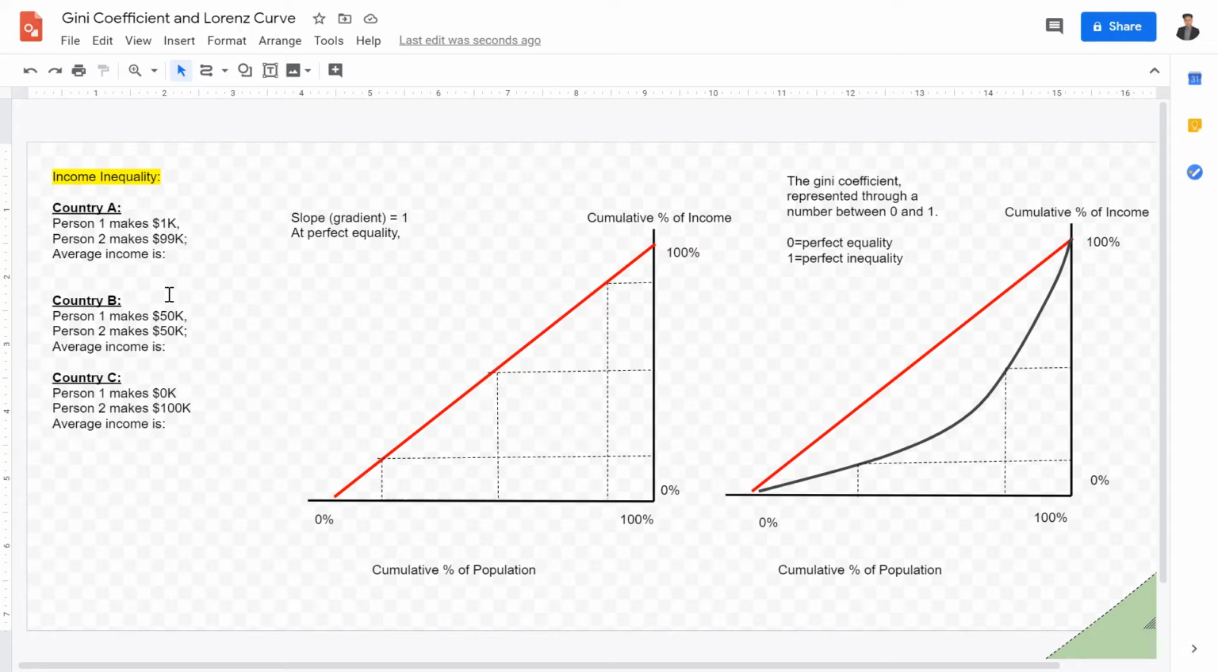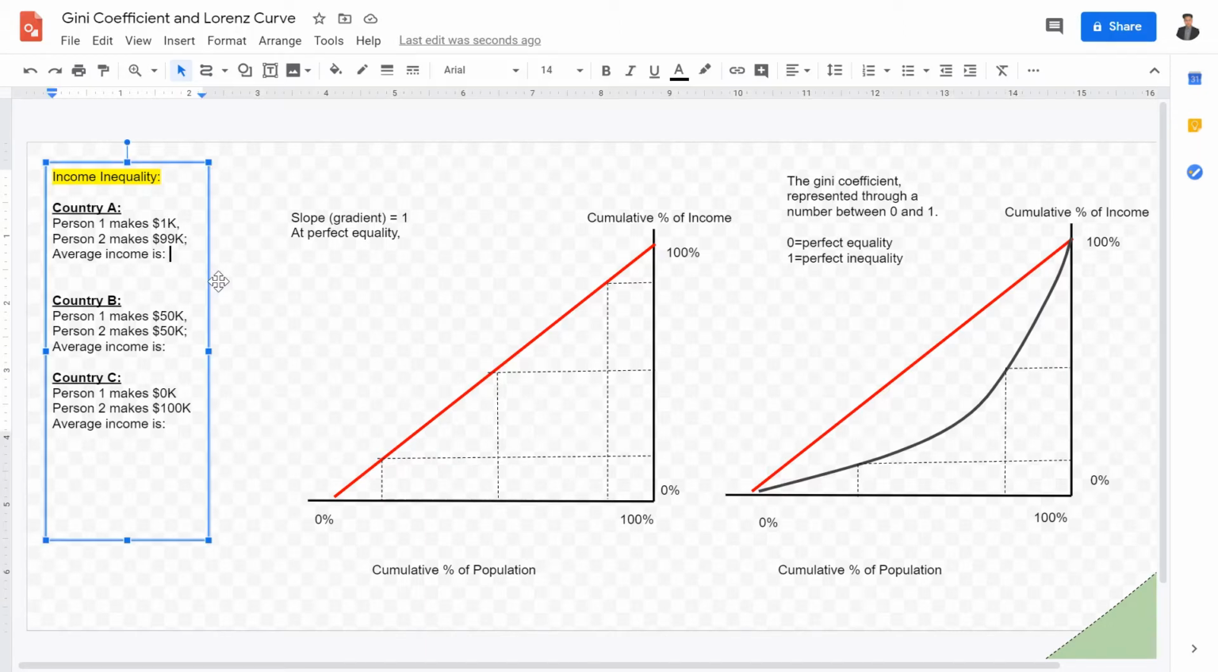Country A has two people. One person makes $1,000 a year. The other makes $99,000 a year. Now what's the average income? We add the two together, we get 100K, divided by 2 equals 50K. So we get 50K as the average in one year.